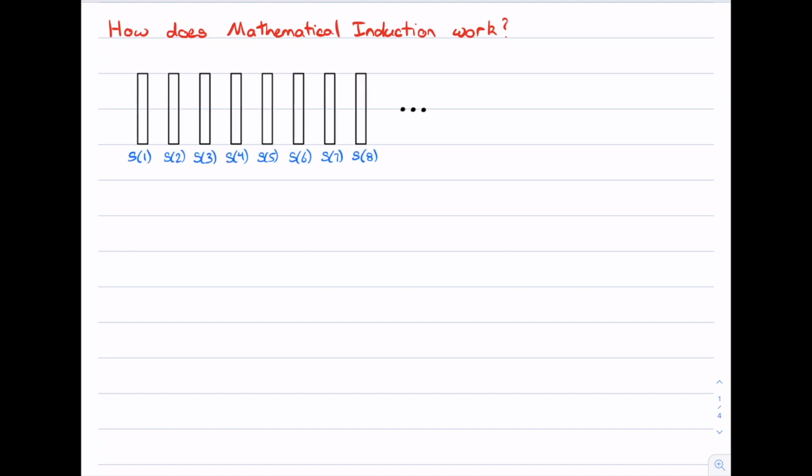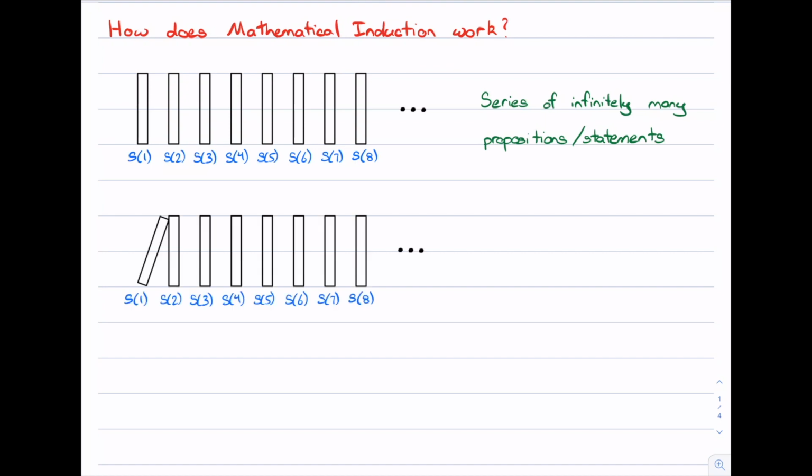Well, the analogy that's usually given, and I think it's the best analogy, is to imagine that we have an infinite series of dominoes stacked up in a line, and each one of these dominoes represents one of our statements or propositions in our series of propositions that we're trying to prove.